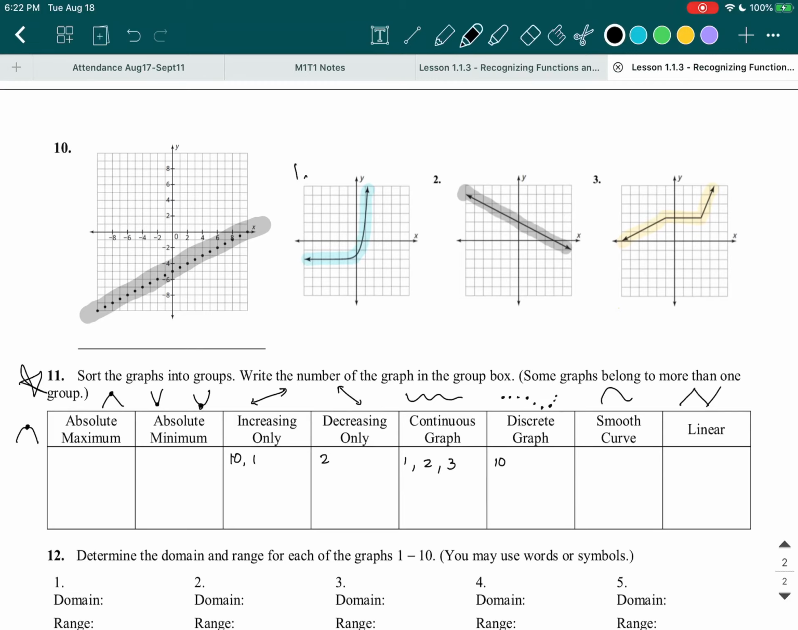All right, let's go to smooth curve. Curve means it's bendy, okay? Is number 10 bendy? No, it's a straight line. It's stick straight. Number 1, is 1 bendy? Yes, 1 is bendy. Is number 2 bendy? No, it's a straight line. Is number 3 bendy? No, it's got corners in it. That's literally the opposite of bendy. It's straight and there are corners to it. So that means 10, 2, and 3 are linear. They are made of straight lines, okay?